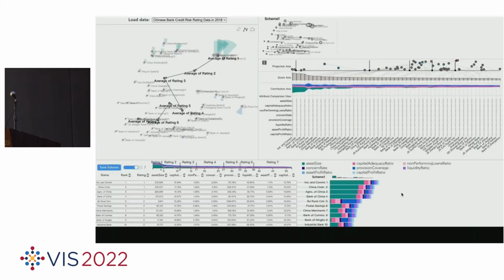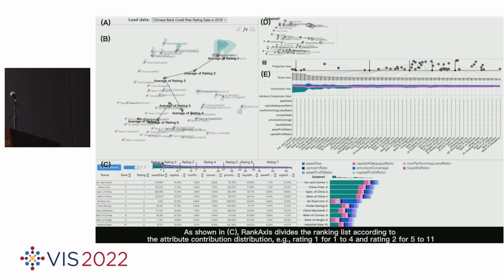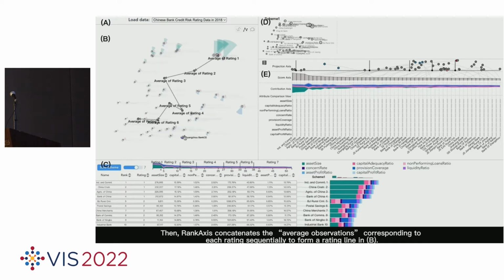Case study. We show how E1 explores inconsistencies in predictions and rankings by loading the 2018 Chinese bank credit rating data into RankAxis. As shown in C, RankAxis divides the ranking list according to the attribute contribution distribution, for example, rating 1 for 1 to 4 and rating 2 for 5 to 11. Then, RankAxis concatenates the average observations corresponding to each rating sequentially to form a rating line in B.